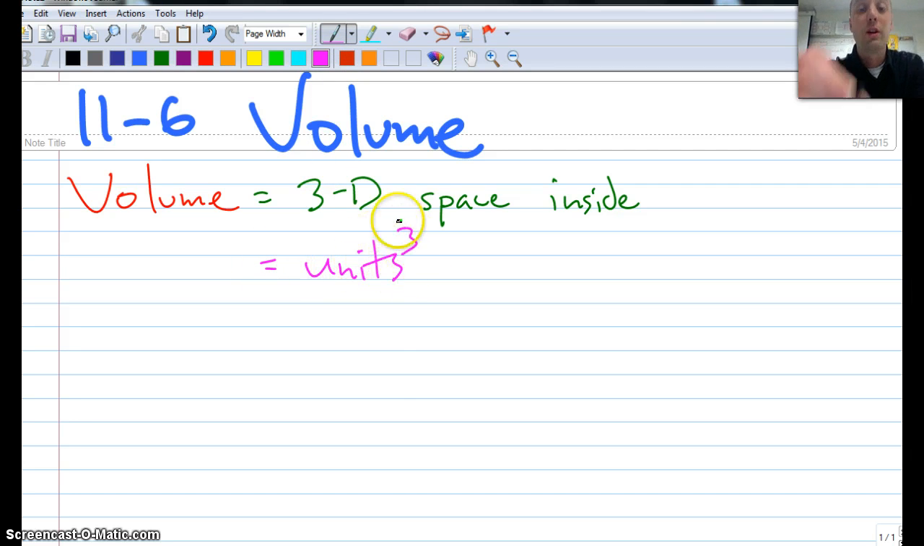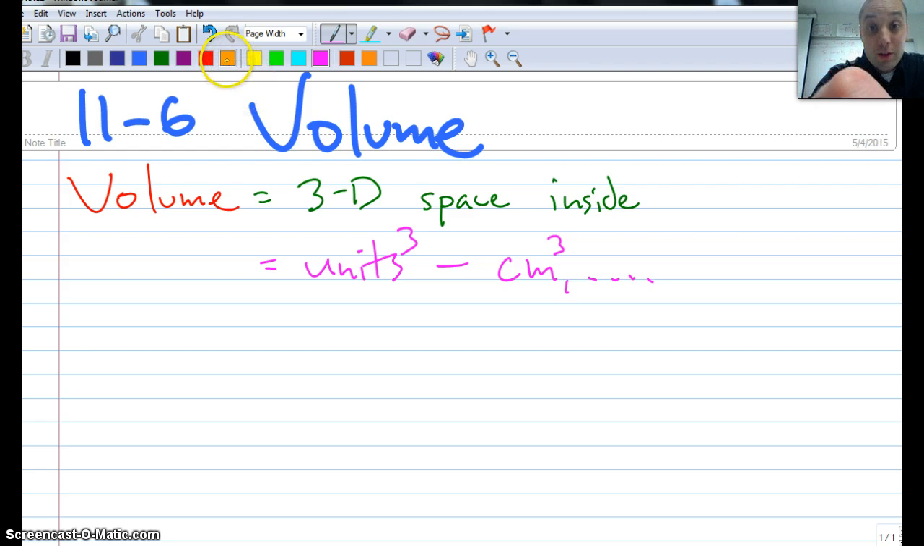Because it's three-dimensional, when you finish this work, second bullet point, your units are going to be to the third power, or we say cubed, right? So if it's centimeters, we're going to have centimeters cubed. If it's meters, we're going to have meters cubed, etc. So that's how your labeling works. Compare that with our area before. Area was a flat representation, so its units were to the second power, or squared.